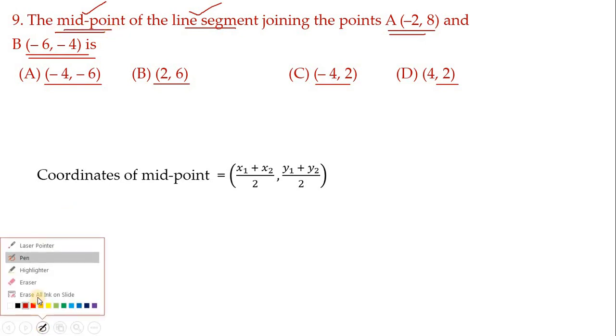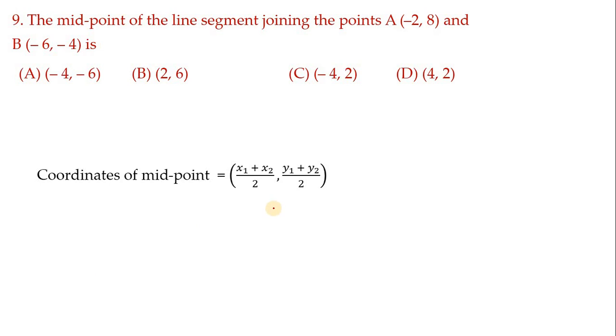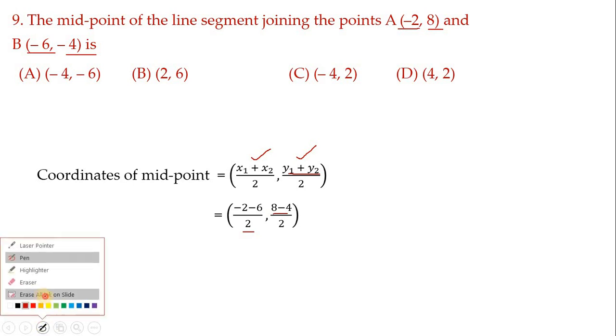Hence we have to use the section formula, that is, the second one: x1 plus x2 by 2, y1 plus y2 by 2. Substitute the values. So x1 value is how much? This is x1, minus 2, and x2 value is how much? Minus 6. So we get minus 2 minus 6 by 2, and y1 plus y2: y1 is 8, y2 is minus 4, so 8 minus 4. Now let us simplify this, children.